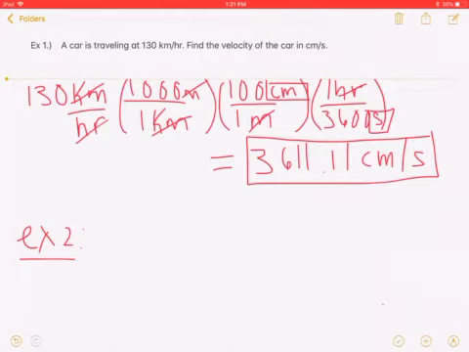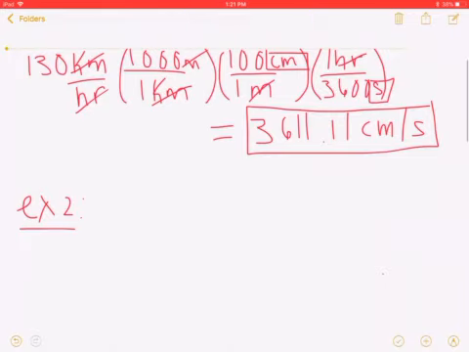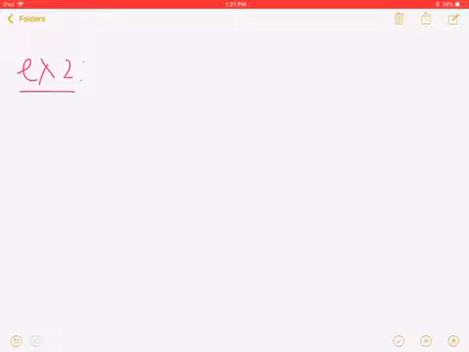Okay, so let's move on to dimensional analysis. So we'll do a 2-part example. Basically, if you're asked to determine if an equation is dimensionally consistent, it's just asking you to look at the units and determine whether the units make sense.